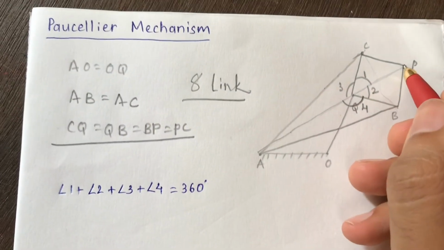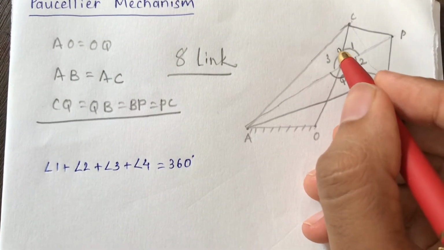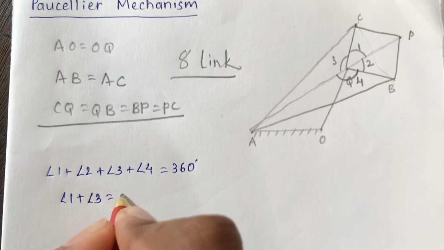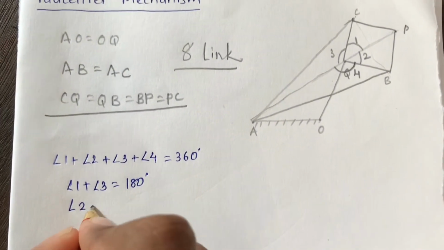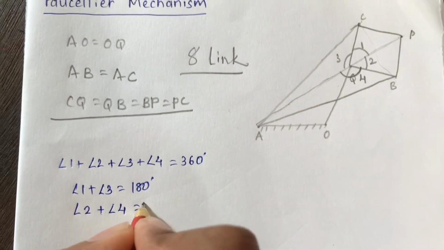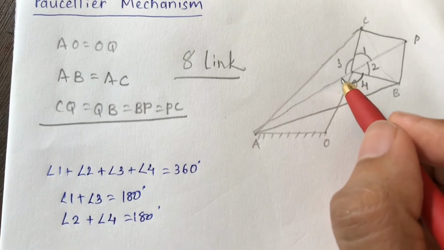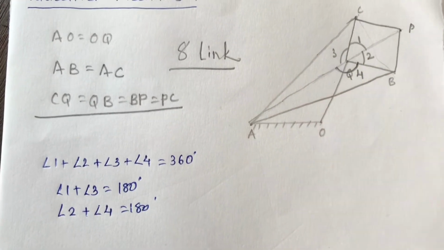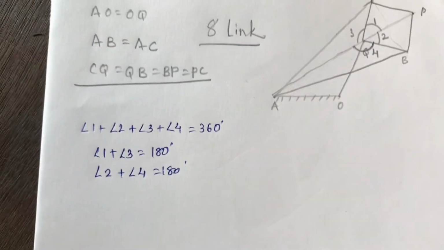In the same way, PA is one single line. So angle 1 plus angle 3 will be 180 degrees according to this diagram. And in the same way, angle 2 plus angle 4 equal to 180 degrees. In this diagram AP is again a single line, so this one is 4 and this one is 2, so in total it is a 180 degree angle. So let us start to prove.